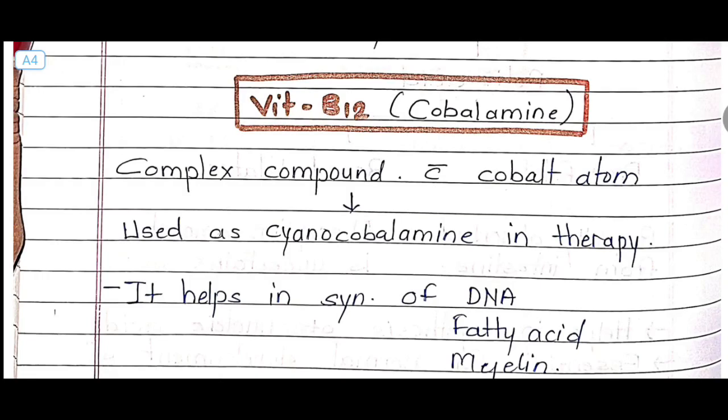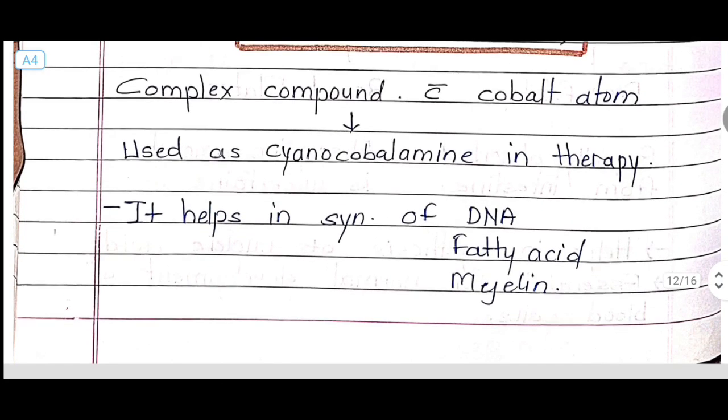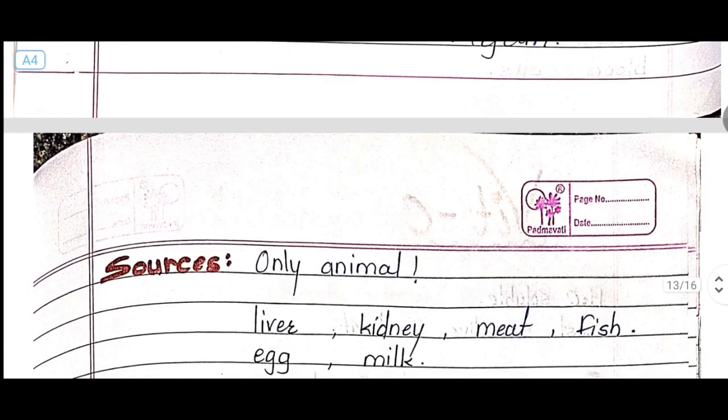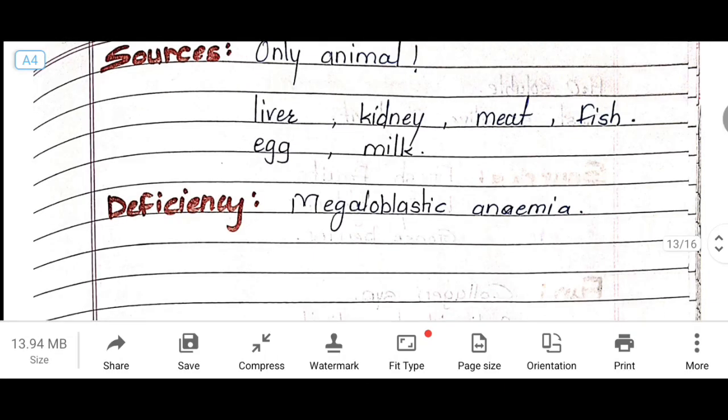Then vitamin B12, cobalamin, a complex compound with a cobalt atom, used as cyanocobalamin in therapy. It helps in synthesis of DNA, fatty acid, myelin. Sources are only from animal source. Examples are liver, kidney, meat, fish, egg, and milk. Deficiency causes megaloblastic anemia.